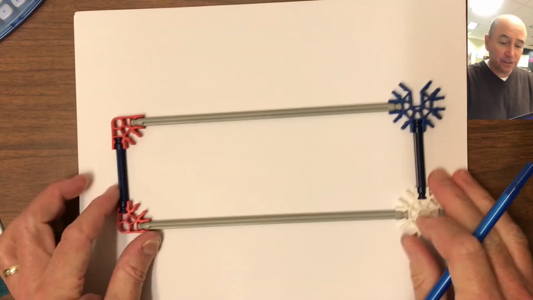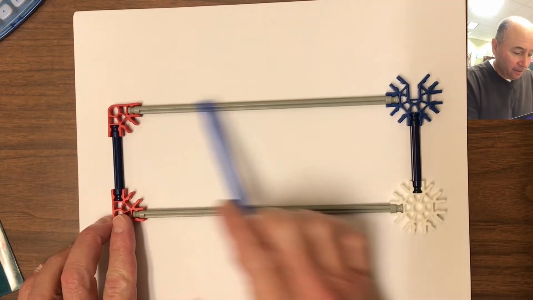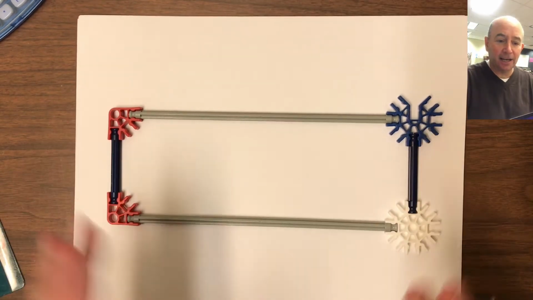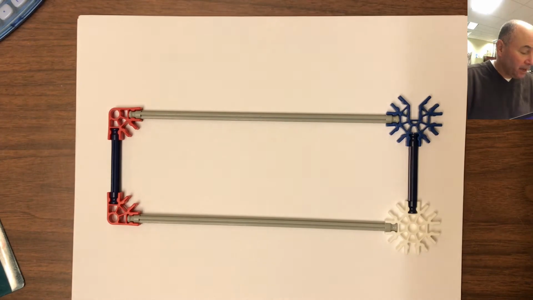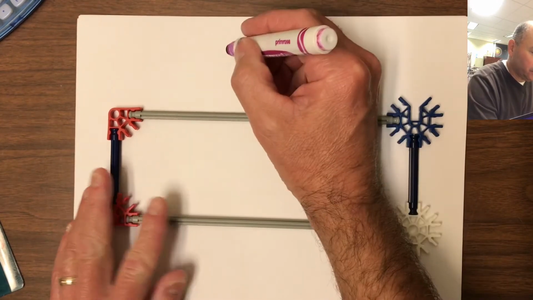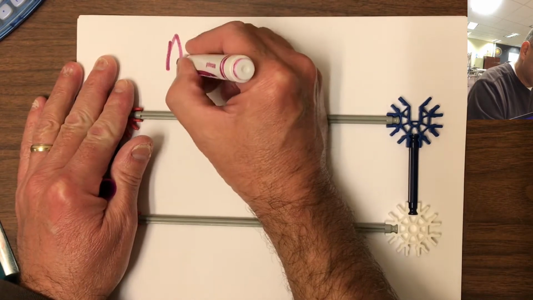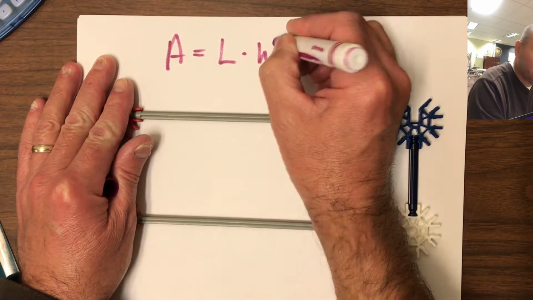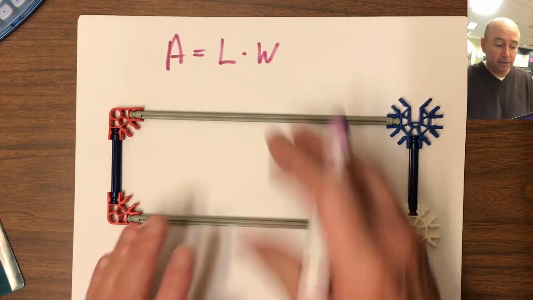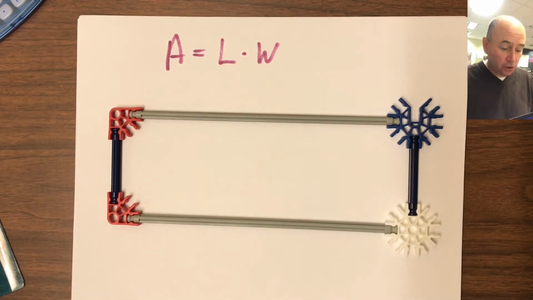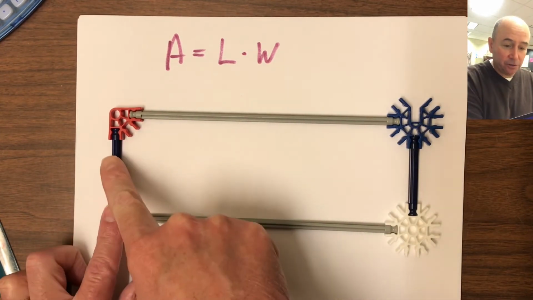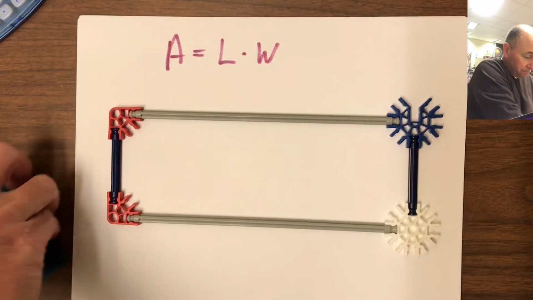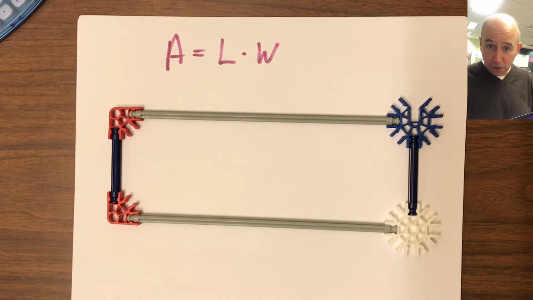So anyways, the first thing I want to talk about is if you have a rectangle, a shape like this made out of KNEX, and I ask you to find the area, you'd know that you'd want to use the formula area equals the length times the width, okay? Length times width, all right? So basically, we just have to know the length and the width. However, measuring them can be a little bit crazy, okay?